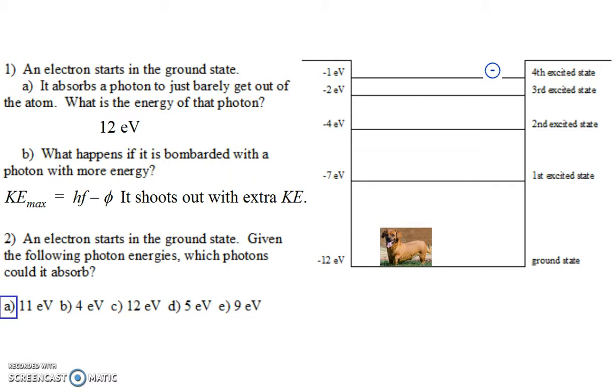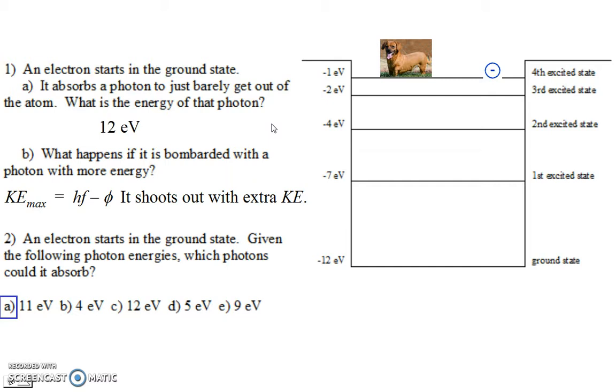Alright, letter number 2 here. The electron starts at the ground state. Given the following photon energies, which photons could it absorb? Well, let's look at letter A here, which I've already boxed in as being a correct answer. If it started at -12 and absorbs 11 electron volts, well then it could jump up to this ledge here, and there is a ledge. There is an energy level there. Just like if you throw a rock in, giving the dog enough energy to get to this ledge, it can be there.